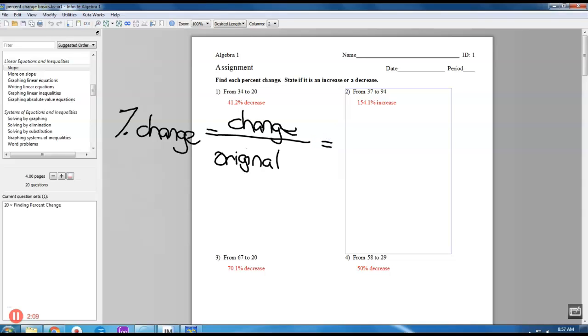So from 34 to 20, I'm not even worried about positive or negative. I know that's a decrease. I know if I go from 34 to 20, I got smaller, so I'm just going to remember that it's a decrease. And I'm going to worry about how far apart these two numbers are. Well, they're 14, so that was the change. And then the original, if I went from 34 to 20, my original is 34.